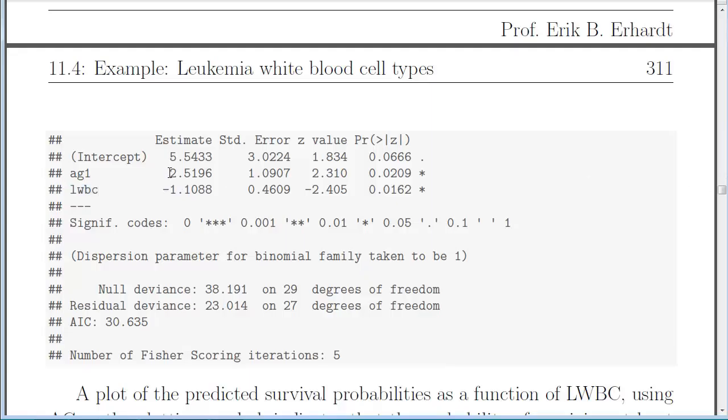So we've got a positive number for AG positive status, which says that the survival time increases if you're AG positive. And we have a negative number for the log white blood cell count. So as the log white blood cell count increases, your survival probability decreases. Both of those are significant, conditional on the other variable being in the model. So it seems that we need both variables. Here is, as a reminder, the residual deviance that we did the goodness of fit test on earlier.